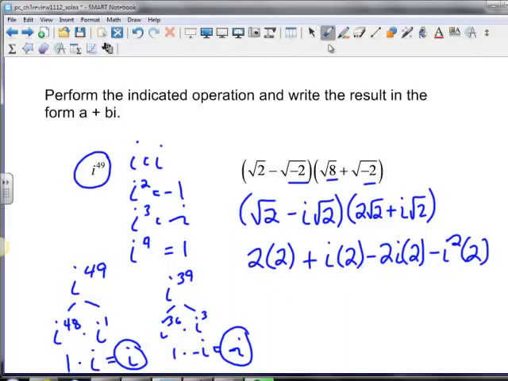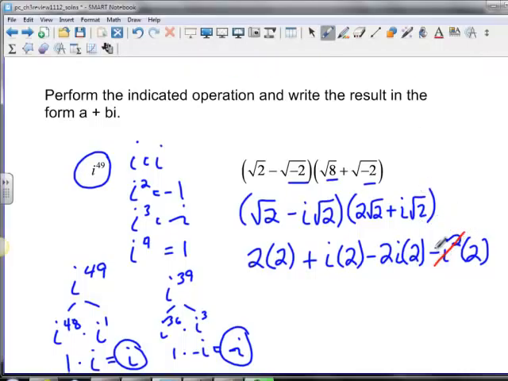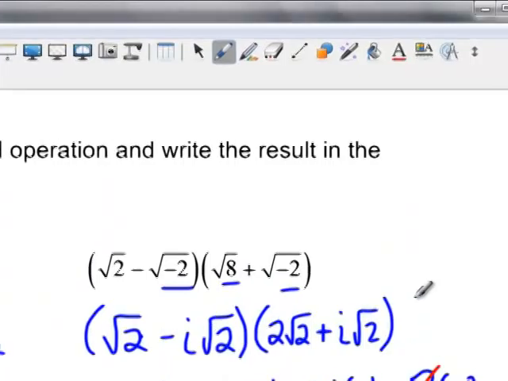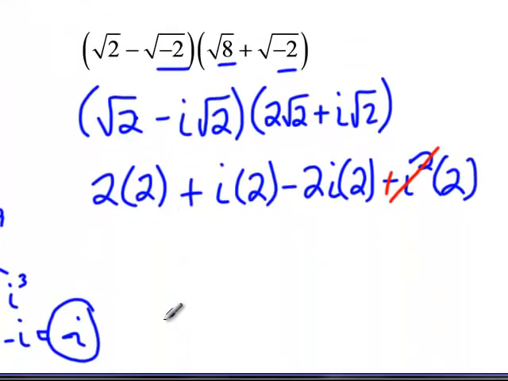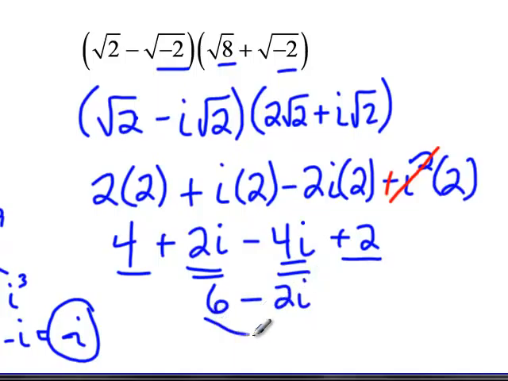Now, we need to cancel some things out and write it a little neater. First off, we got the i squared. That's going to make that a positive 1. -1 is positive 1. So that's going to just become 2. And let's write out what we have. What's 2 times 2? 4. And then we got plus 2i, and then minus 4i, because 2 times 2 is 4. And then this is plus 2. Now combining the two real parts, 4 plus 2, I get 6. Combining the two imaginary parts, I get -2i. And that right there is our solution in a plus bi form.